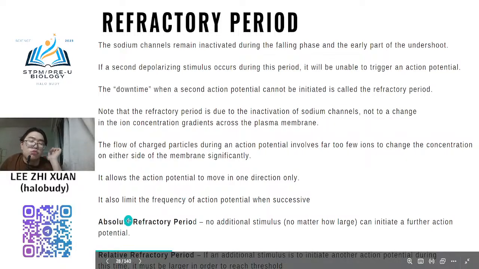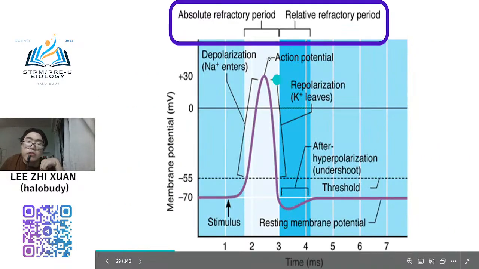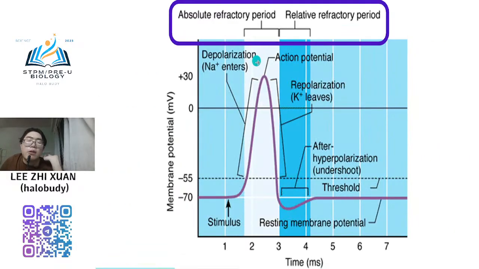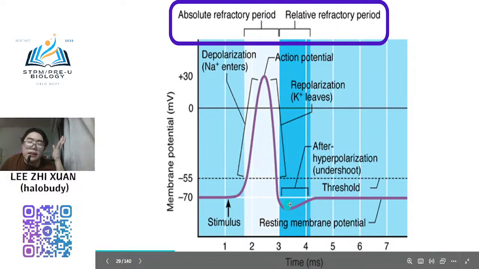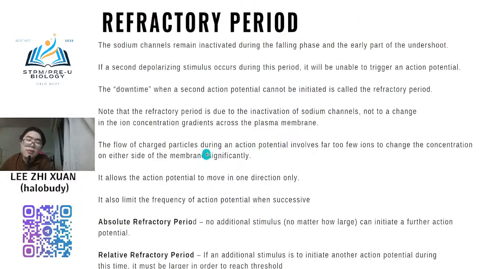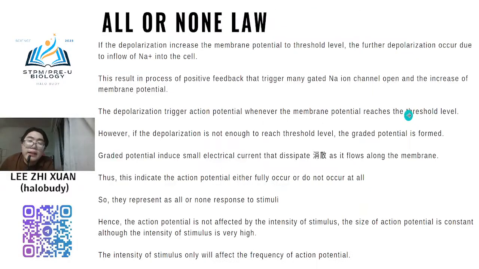Okay, and then there are two types of refractory period: the absolute refractory period and the relative refractory period. You will see this diagram more easily. The absolute refractory period is between the rising state, depolarization and also repolarization, and the relative refractory period is in the undershoot, or what we call the hyperpolarization state. Okay. Another characteristic is the all-or-none law.